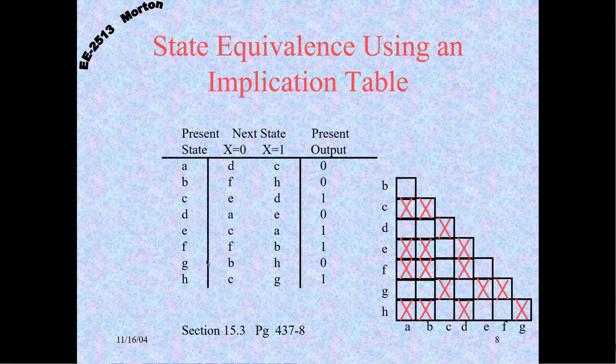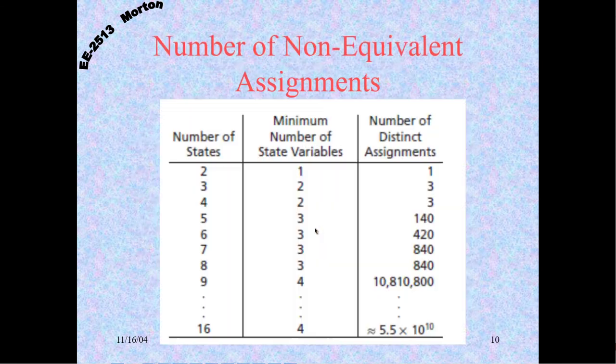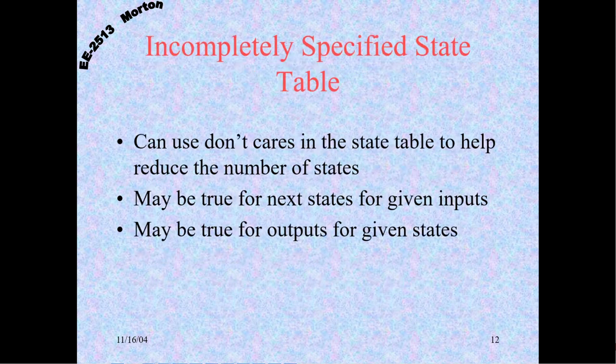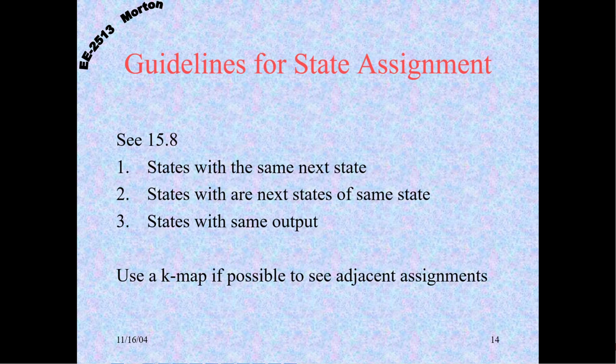So B and F, they have F and H and F and B. So at least they have the same F assignment. So you might think, well, maybe B and F should be adjacent. And then if you look at the next rule, which is here, states that are the next states of the same state should have adjacent assignments. There's a mistake on that one.